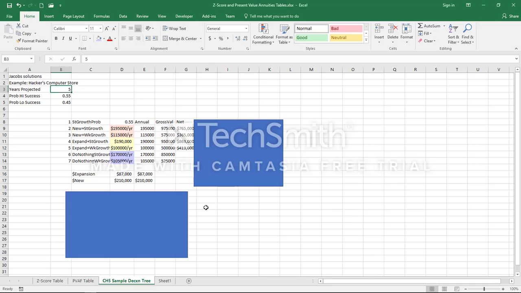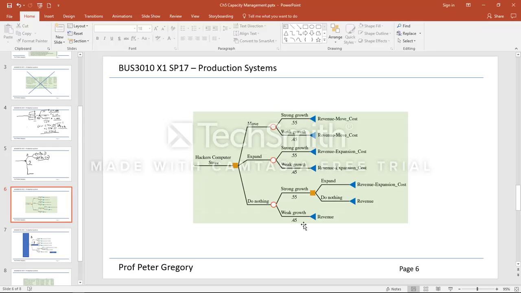So we're going to come back over here. We'll calculate that, okay? If we looked at it, we do nothing, and there's a weak growth. We had 5 times 105,000. There's that $525,000 sitting there. Let's go back to the chart here, okay?